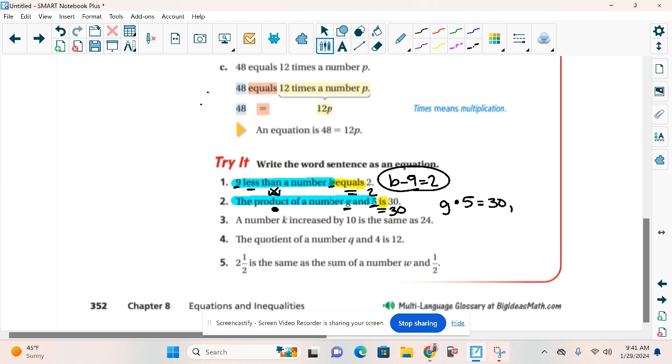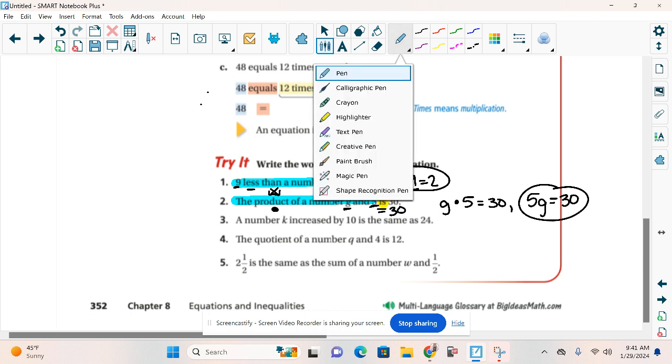Now what we've been learning since we started algebra is that there's another way that we can write this and not use a multiplication sign. You would write it as 5G equals 30. You're most likely going to see it in that form, because when a coefficient is touching a variable, multiplication is happening between the two.